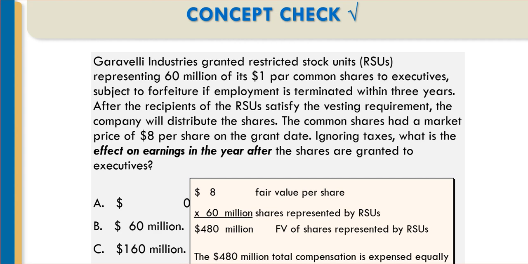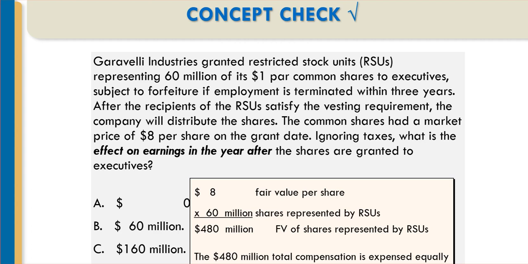Now, the questions are either going to ask you what the compensation cost is, or they're going to ask you about the income statement. In this question, it's effect on earnings, so it's income statement, okay? So the compensation cost you're going to calculate first, which is $8 times 60 or 480. Now the vesting period here, it says employment subject to forfeiture if employment is terminated within 3 years.